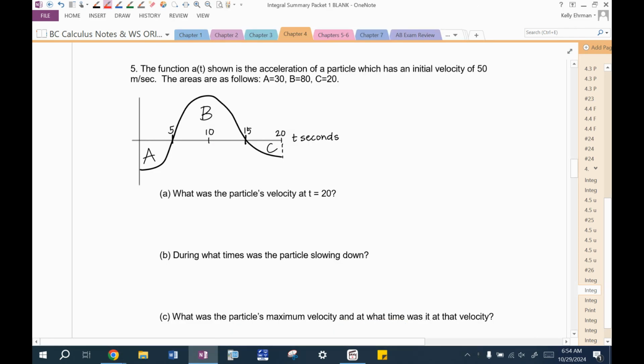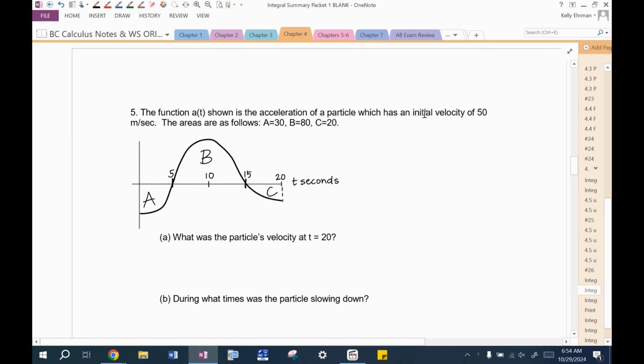We are on page 3 of the packet. These are problems 5 and 6. The function a of t is shown as the acceleration of a particle which has an initial velocity of 50 meters per second. So I like to write out what that means. That means v of 0, when time is 0, you get an output of 50 meters per second. The areas are as follows.